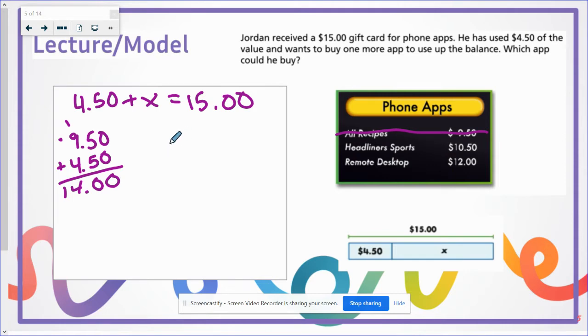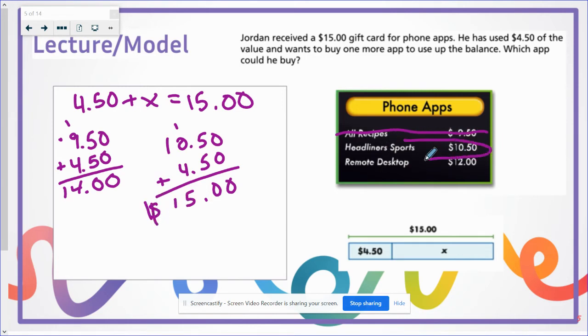Now let's try the $10.50. All right, 0 and 0 is 0, 5 and 5 is 10, 1 and, bring down your decimal, 1 and 4 is 5, and 1 and nothing up. So it would be Headliner Sports. So that means that $10.50 would be the solution to this equation because when we add it to $4.50, it equals $15. It makes it true.